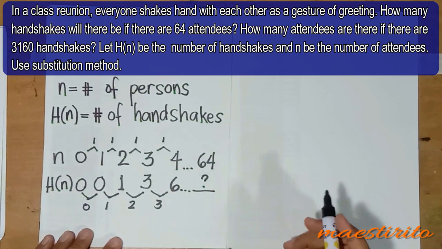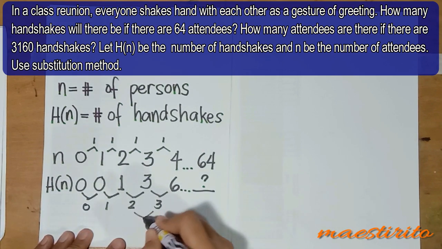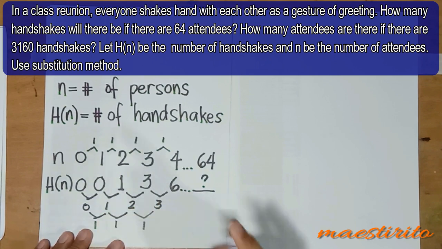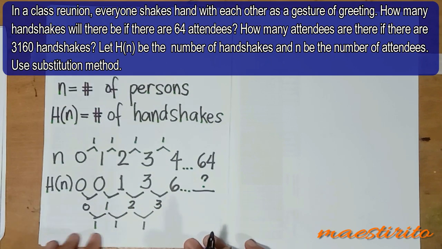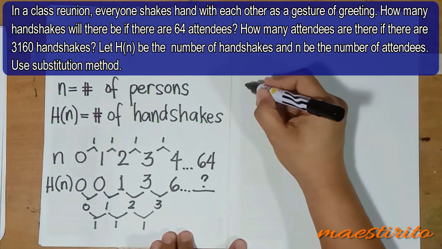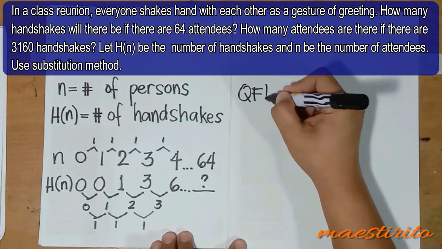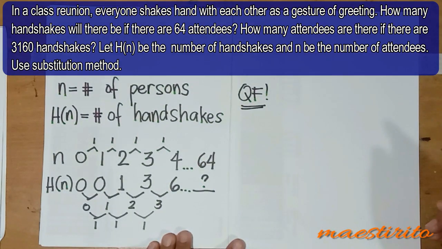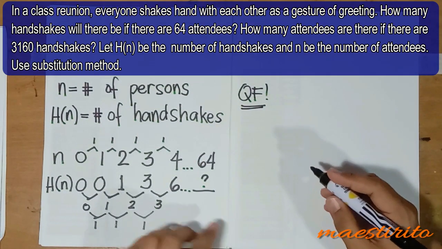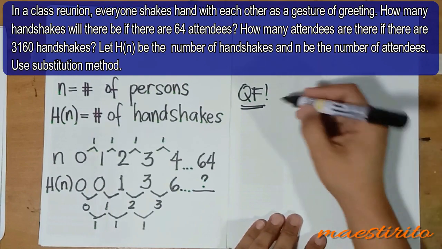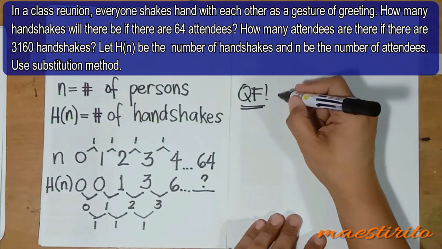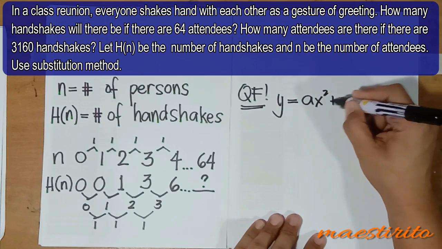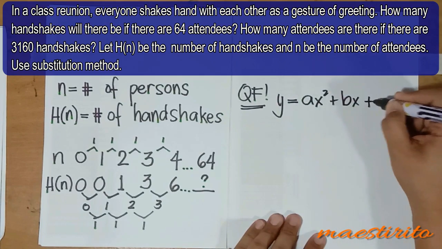So let's proceed to the second differences. That's 3 minus 2, 1. 2 minus 1, 1. 1 minus 0 is 1. So therefore, second differences are the same. So that is a quadratic function. So the problem of handshaking is about a quadratic function. And we also have learned that for a quadratic function, we should be guided with y is equal to ax squared plus bx plus c.